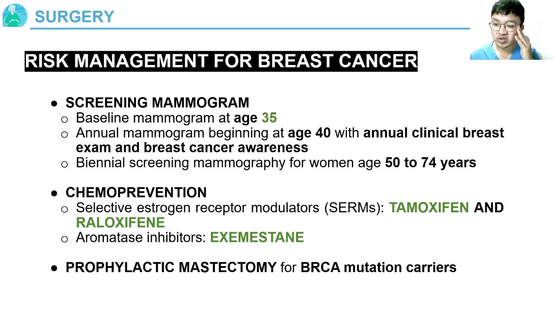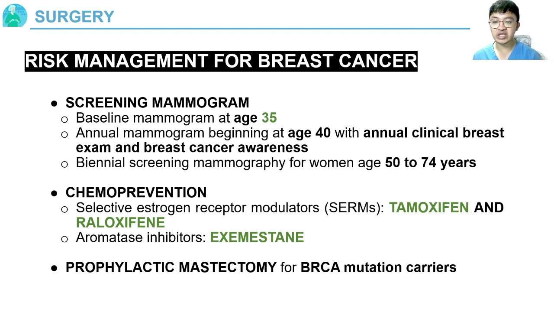For chemoprevention, just high-yield points there. When you have increased risk of breast cancer, like you've had DCIS or LCIS, or if your family genetics and you have also been genotyped to be of high risk for development of breast cancer, you can give chemoprevention. So you have your selective estrogen receptor modulators, tamoxifen and raloxifene. However, the side effect of tamoxifen and raloxifene is that they actually predispose the patient to having cardioembolic events.